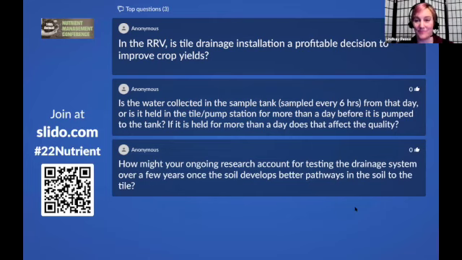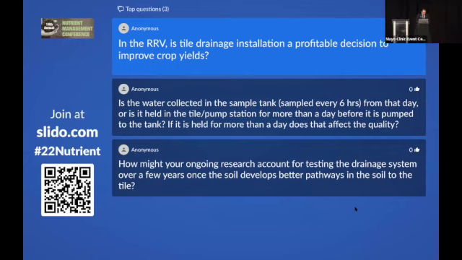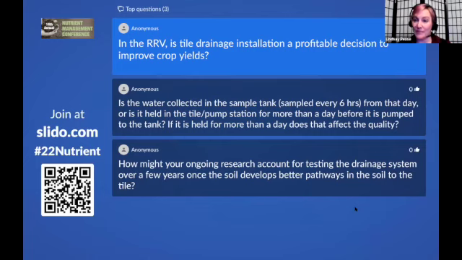The first question on the top: in the Red River Valley, is tile drainage installation a profitable decision to improve crop yields? Well, that question's really on point. That is one of the questions that we are hoping to be able to answer. I do expect to see that this is a profitable decision moving forward. There's been research from North Dakota State University and from other places in Minnesota that does show that this is a profitable decision. So I'm hoping, once we take this project a little bit further north, that we'll see similar results.